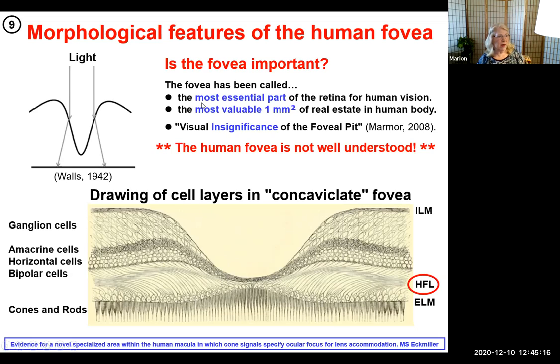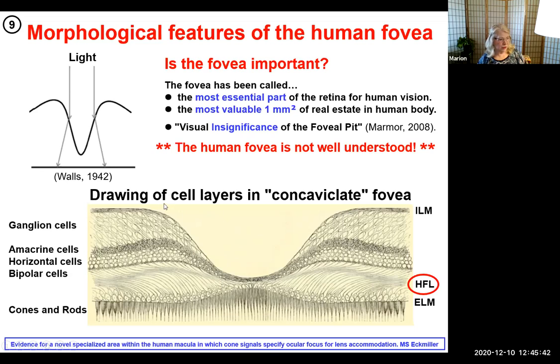So we can ask, is the fovea important? People have said the fovea is the most essential part of the retina for human vision. They have also said it is the most valuable 1 square millimeter of real estate in the human body. However, in 2008, Mike Marmer from Stanford published a paper called Visual Insignificance of the Foveal Pit. So we can conclude the human fovea is not well understood.